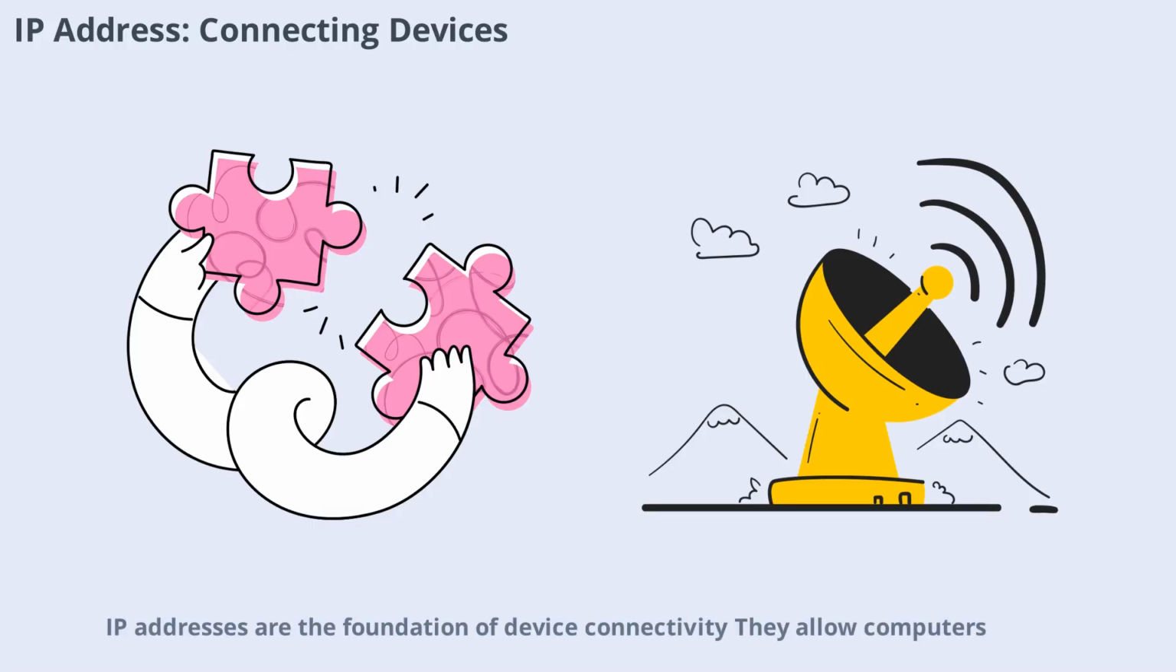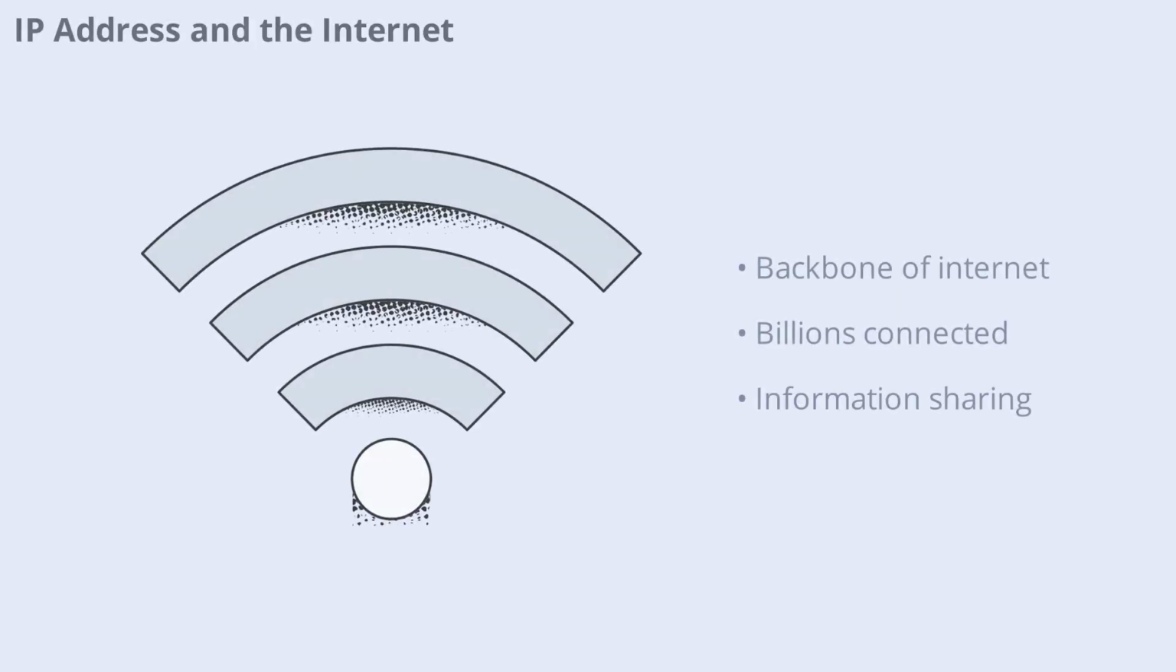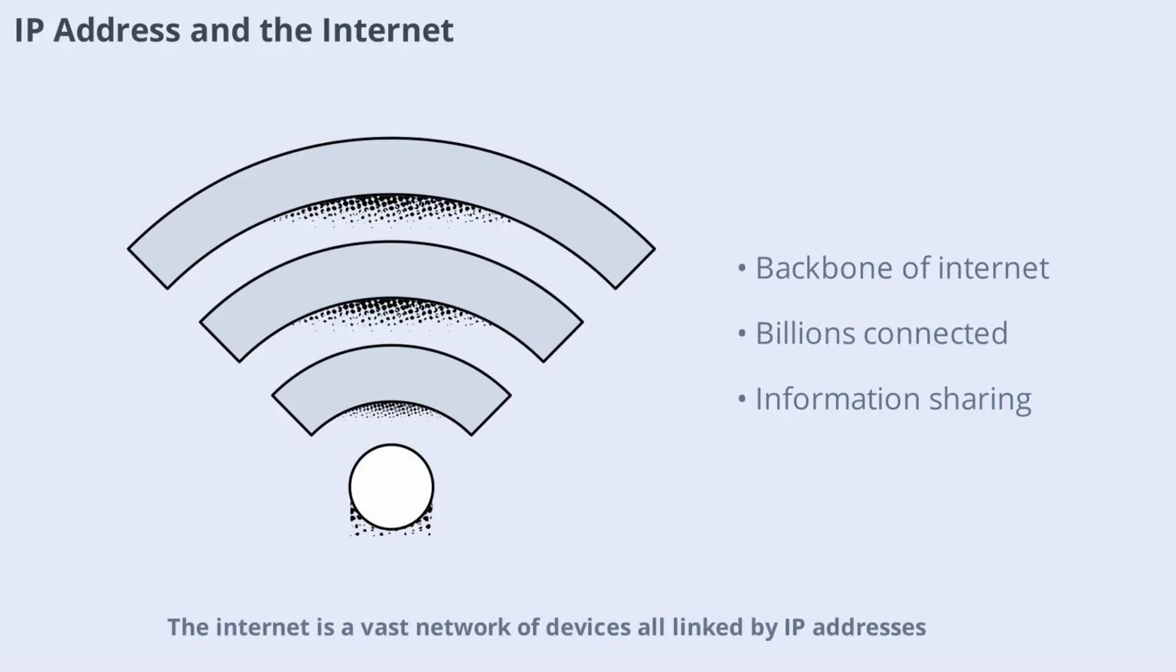IP addresses are the foundation of device connectivity. They allow computers, phones, and other gadgets to find each other and establish connections. Whether you're sharing files or playing online games, IP addresses make it possible for devices to interact and collaborate. The internet is a vast network of devices, all linked by IP addresses. These addresses form the backbone of online communication, making it possible for billions of devices to connect and share information. Without IP addresses, the internet would be nothing more than a collection of disconnected machines.